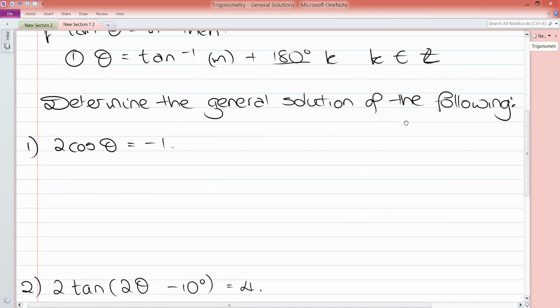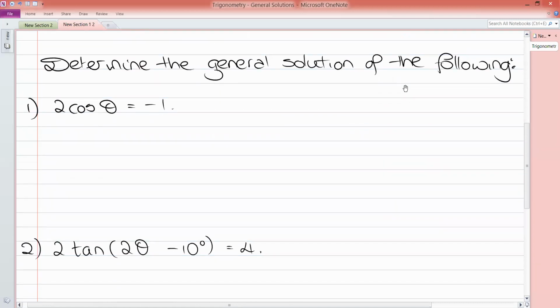Okay. So we want to determine the general solution of the following. 2 cos theta is equal to negative 1. So for us to do this, we know that we're going to use the two general solutions for cos. Before we do that, remember, you always want to isolate for theta. Okay, in doing that, we're going to do inverse operations.